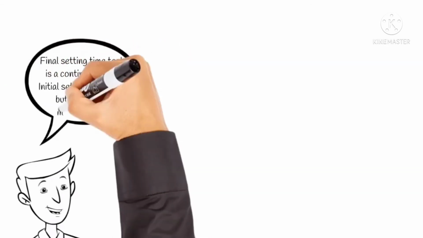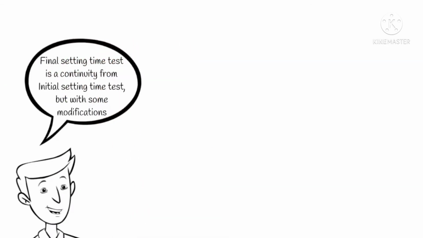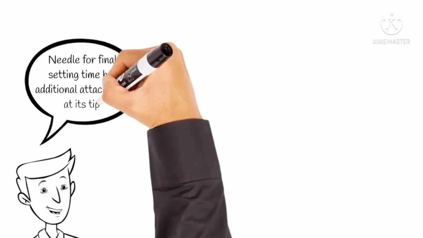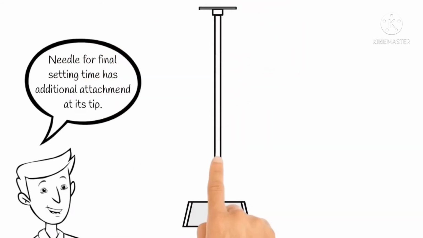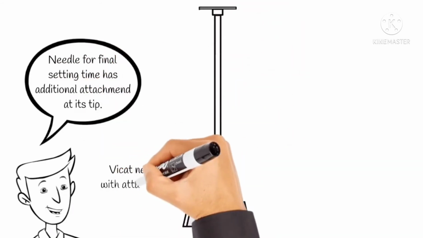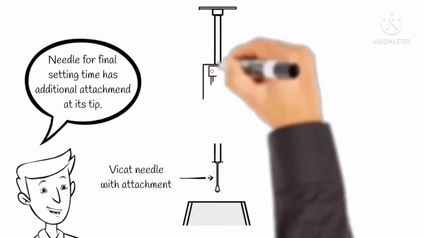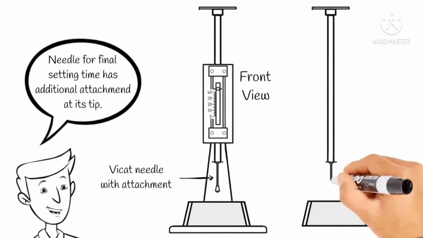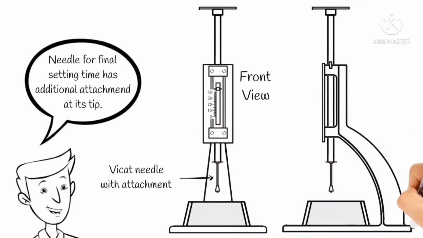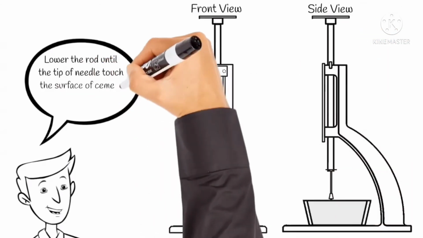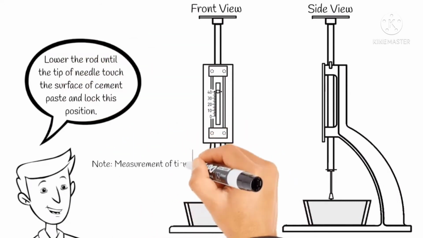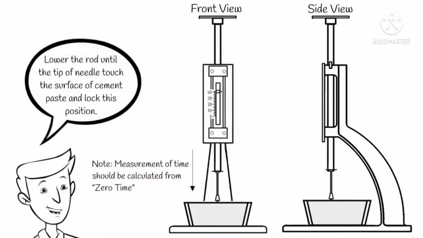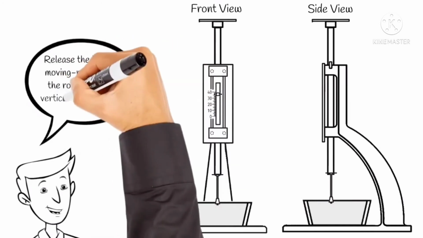For final setting time, we need to remove the needle for initial setting time and replace it with the needle for final setting time. Upon lowering the circular annular attachment at repeated intervals of 5 minutes, at some particular point, the needle makes an impression while the circular cutting edge fails.